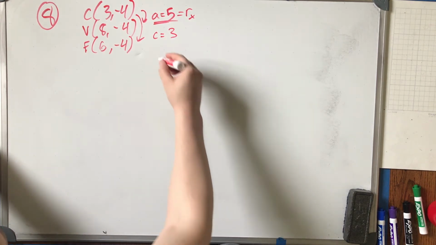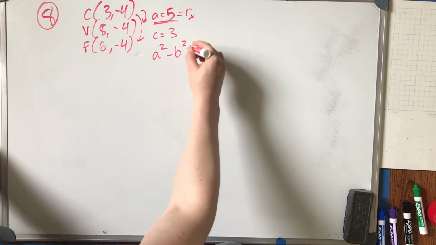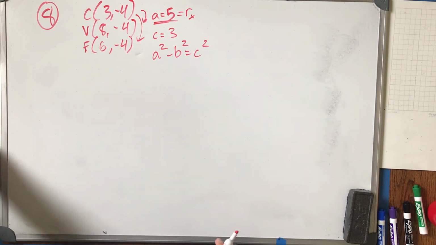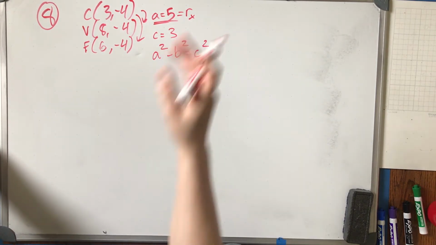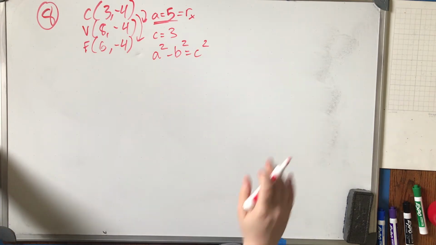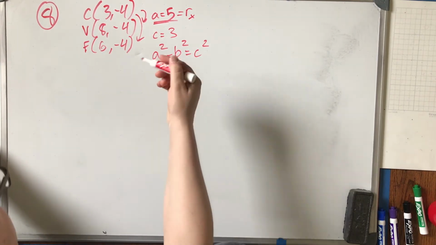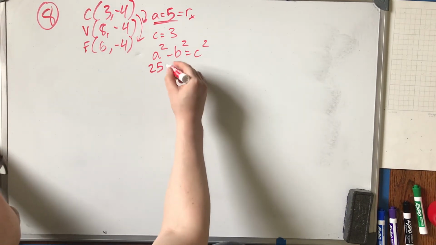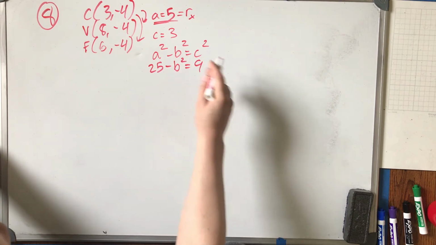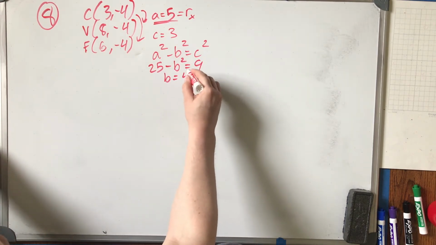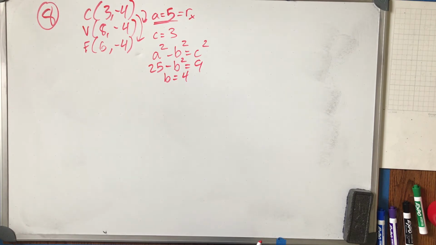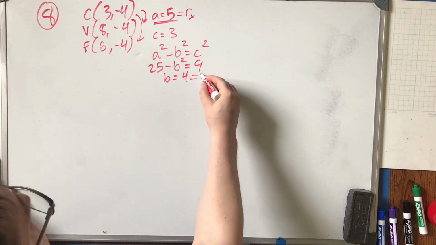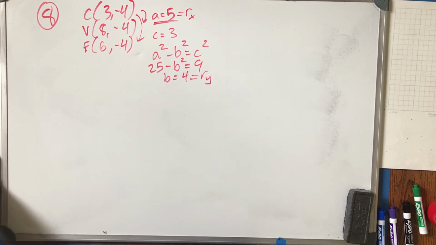And in an ellipse, it was a squared minus b squared equals c squared. By the way, this is not going to be on the test. I mean, there really isn't any tests, but it's not on the test. So I get 25 minus b squared equals 9, and when I do all that work, I get that b has to equal 4. So that's important because this is actually going to be the radius in the y direction.